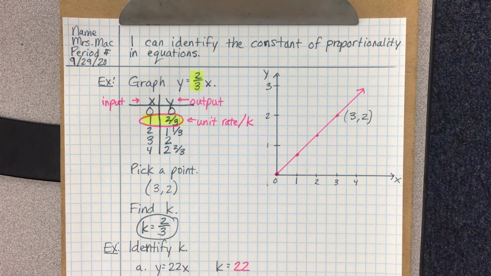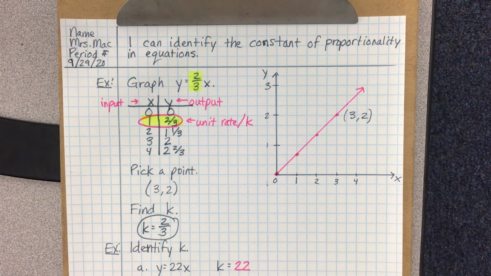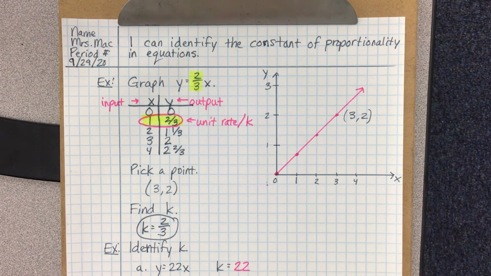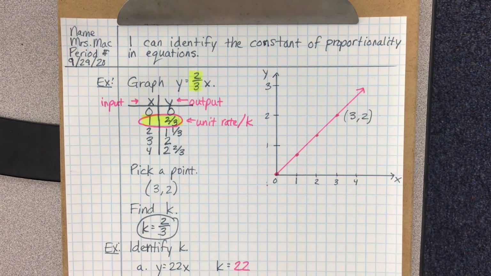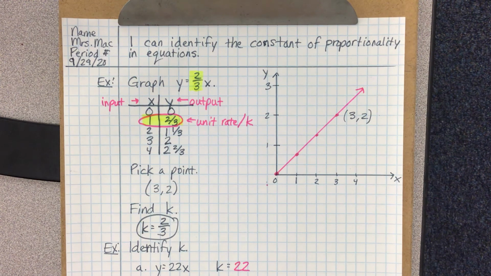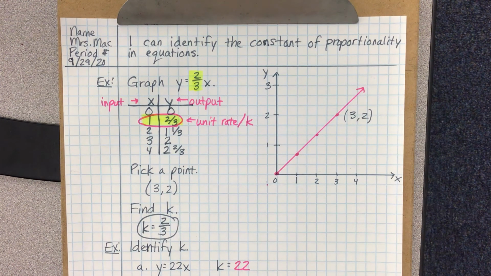And so then, if you have any equation in this form, so you have y equals some number times x, then you will always be able to find your constant of proportionality. It's always what's being multiplied by your x. So just a reminder, this is the input, this is the output, and right here, this is your constant of proportionality.